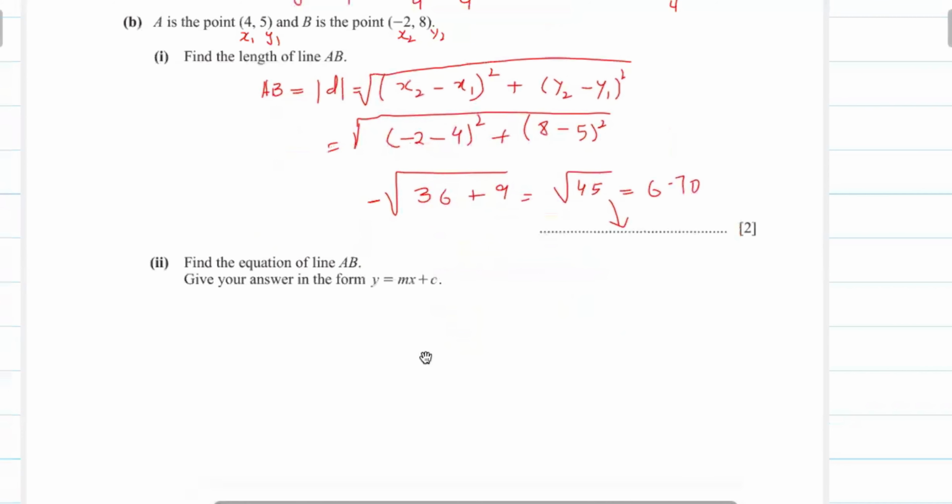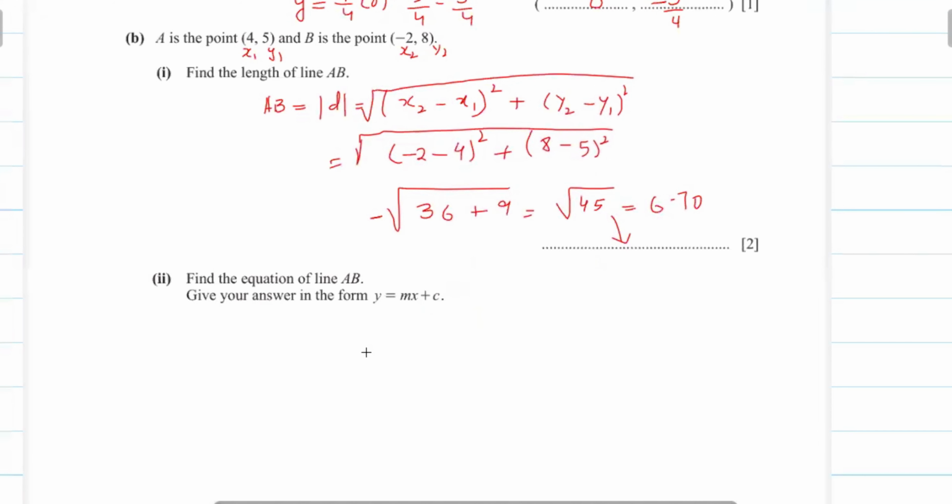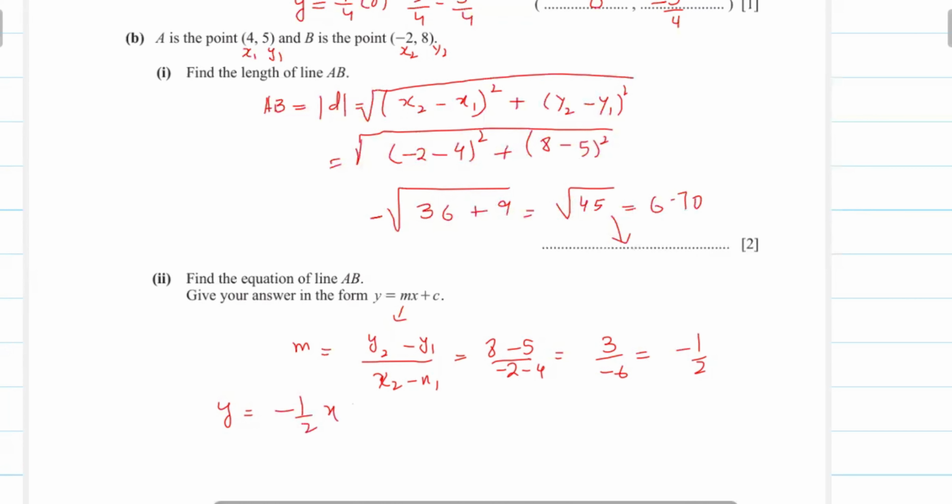Next, find the equation of line AB. Give your answer in the form y equals mx plus c. The equation of a line is y equals mx plus c. Firstly, we find the gradient of the line. The gradient formula is y2 minus y1 over x2 minus x1. Therefore, we can write y2 here is 8, y1 is 5, 8 minus 5, and x2 is minus 2, x1 is 4. We can write it as 3 over minus 6, and this will be equal to minus 1 over 2. The equation of the line will be y equals minus 1 over 2 x plus c.